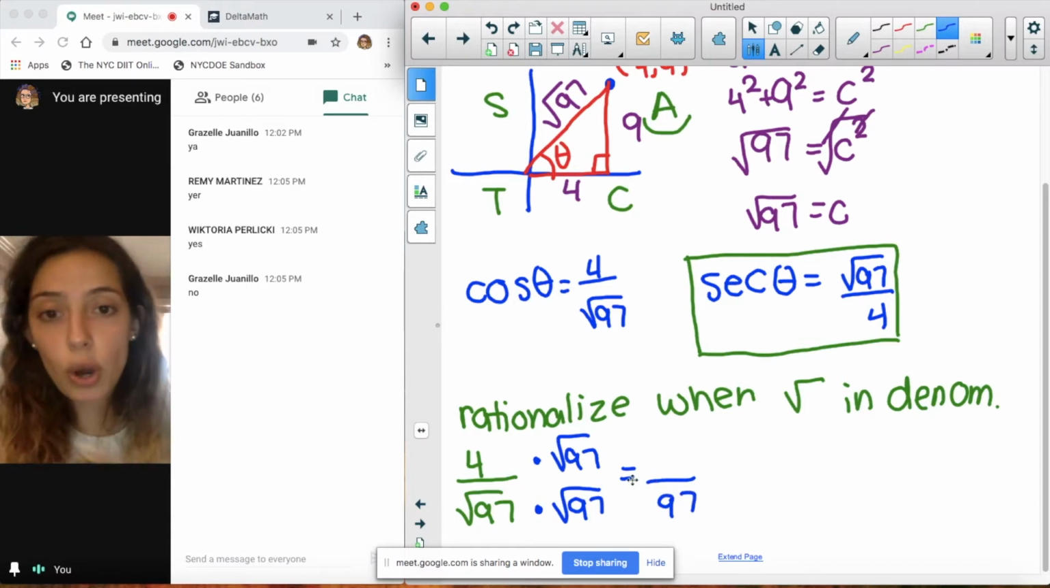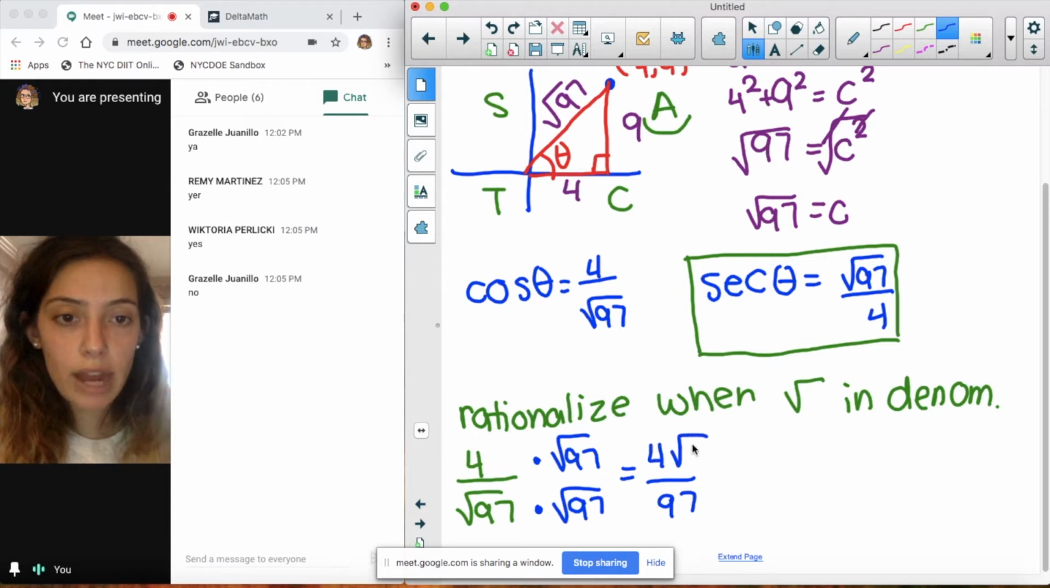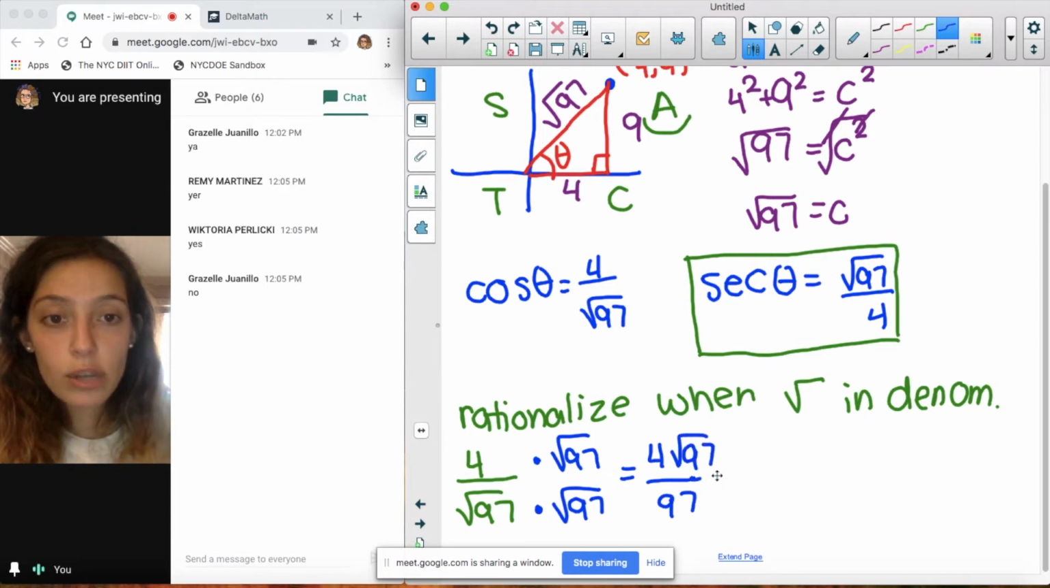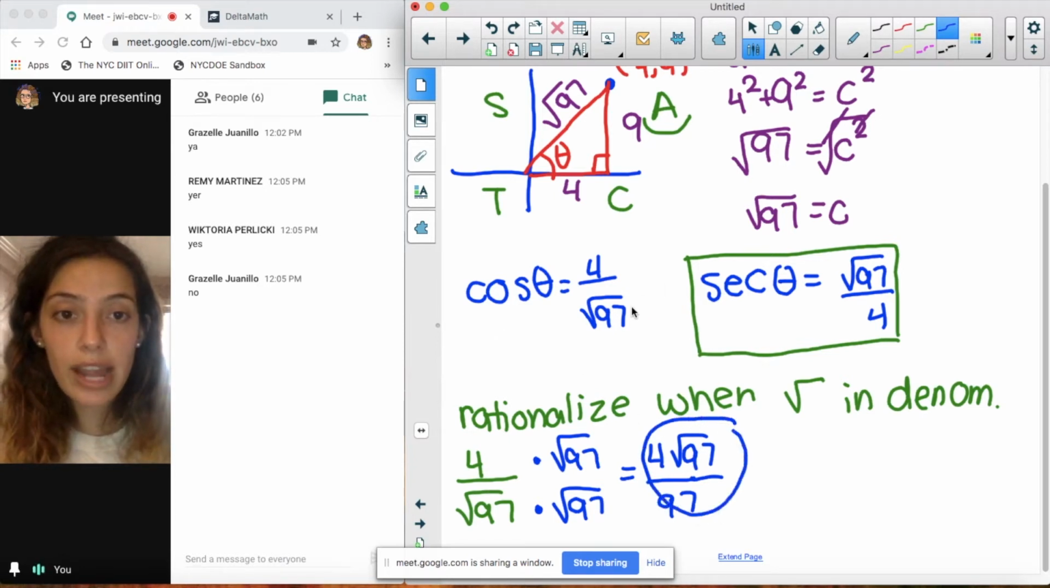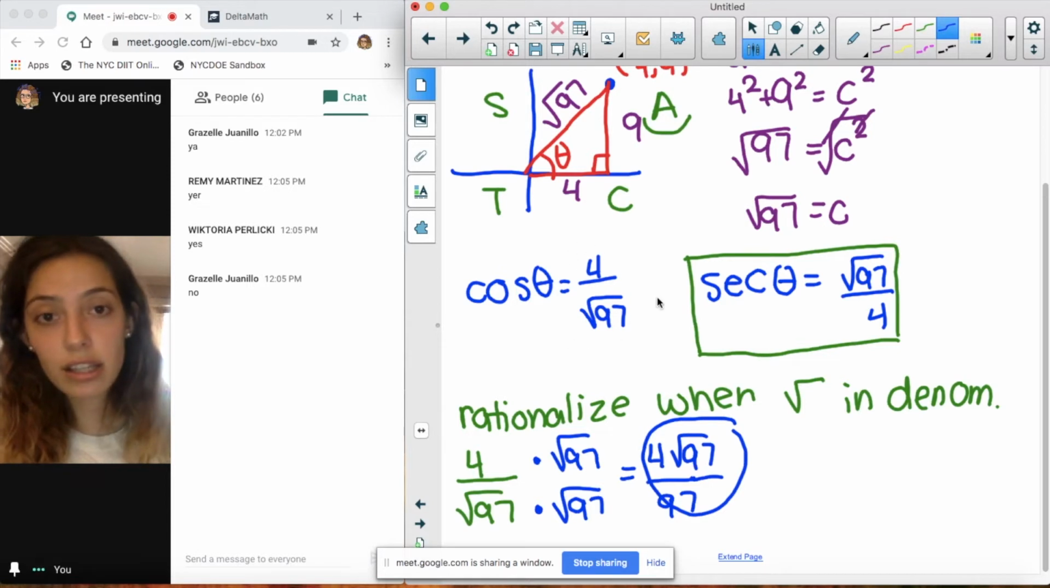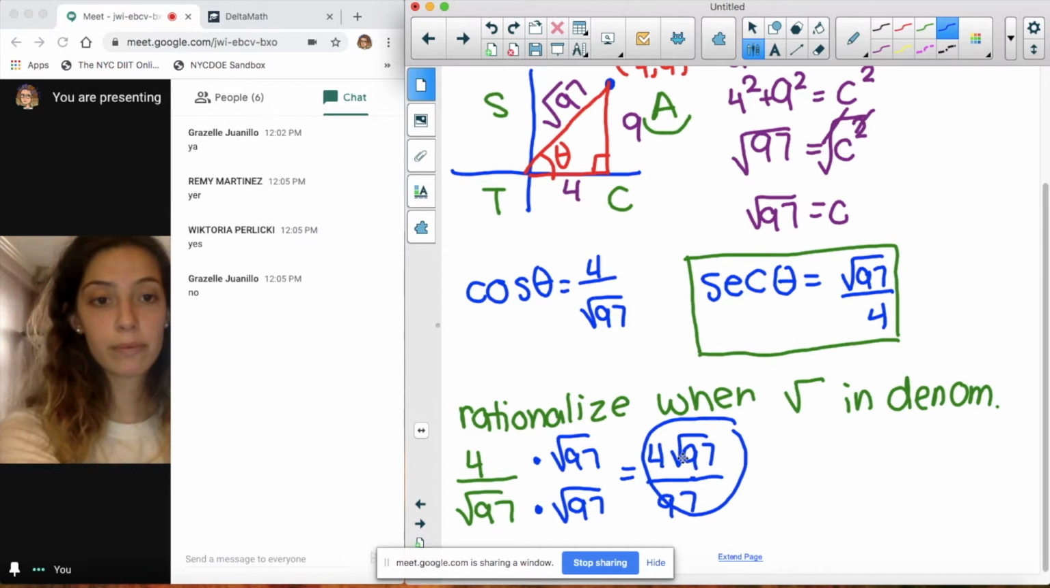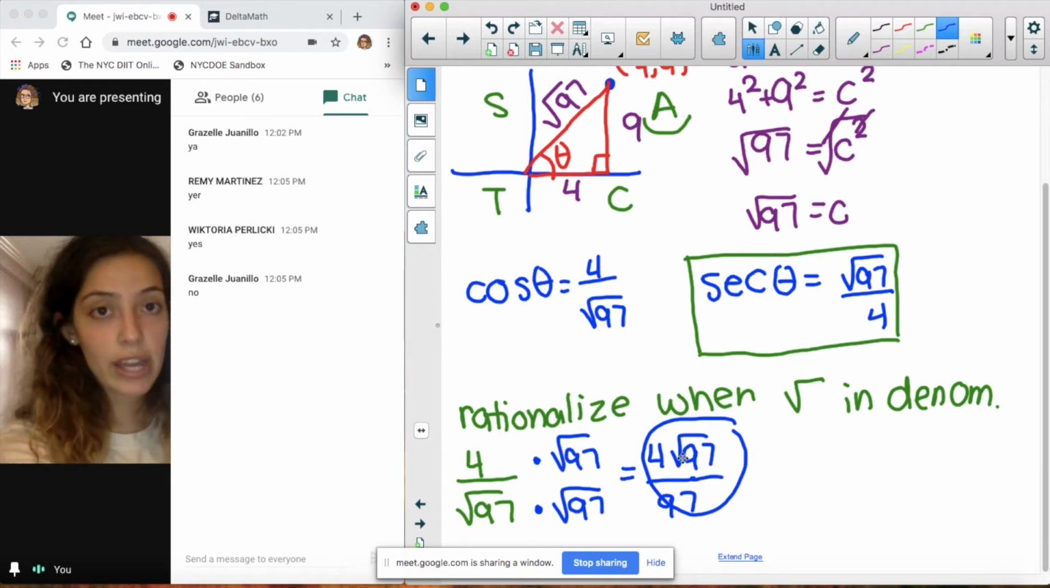The radicals go away. And you have 4 times radical 97. So if Delta Math asked you for cosine, this here would be your answer, not the original one. It would mark this one wrong. That's why you have to rationalize the denominator. So again, any questions, just write it in the chat.